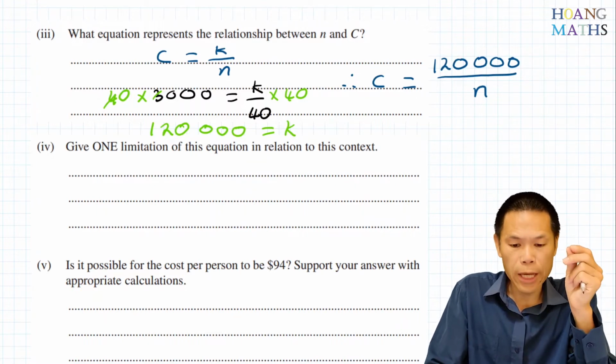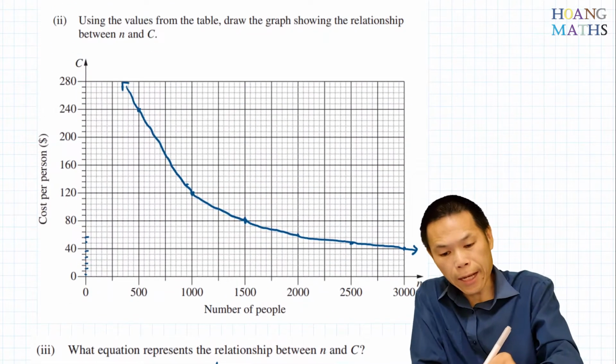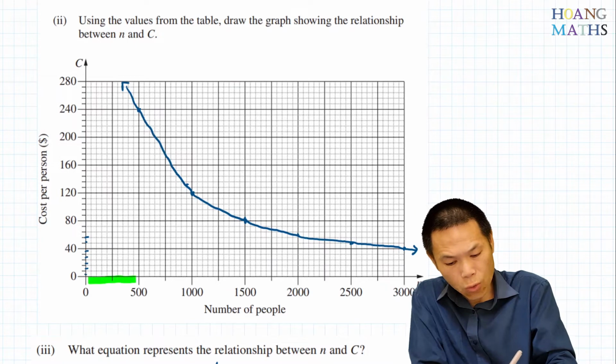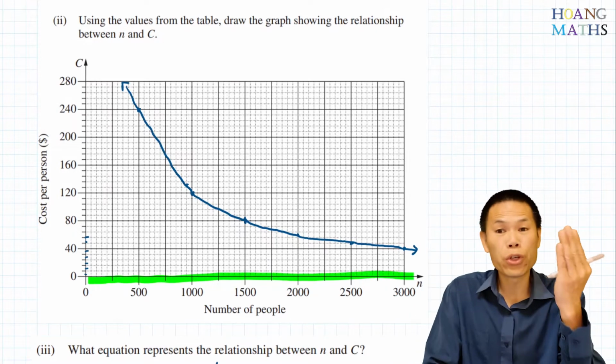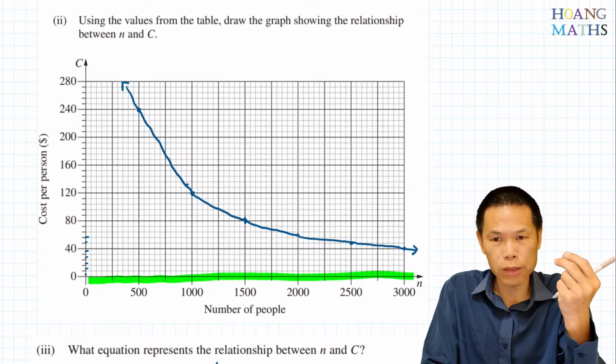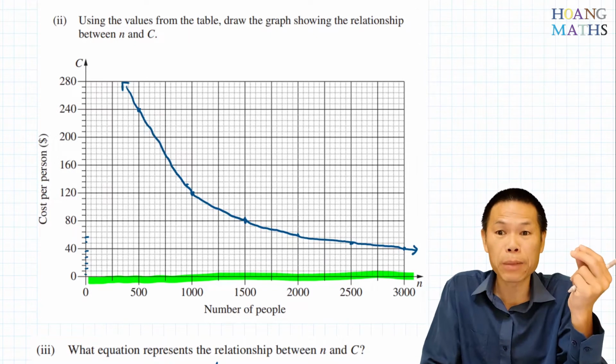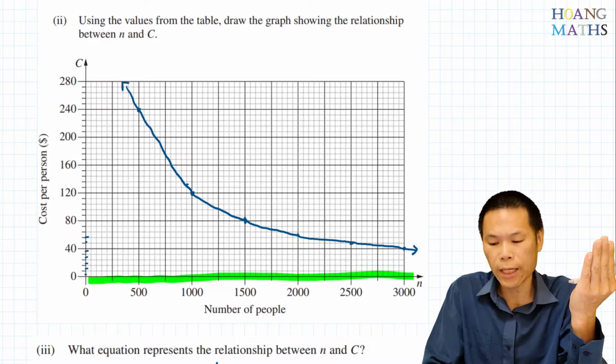So the limitation I can see is, if you look at this graph here, N is all positive values. You know that the number of people cannot be negative, so N must be positive. That's 1. Or you can say N must be a positive integer if you like.